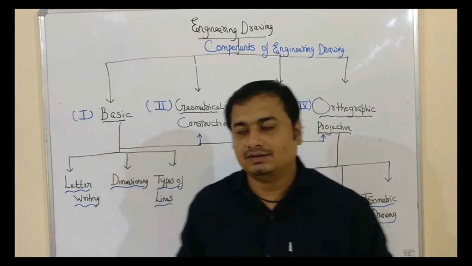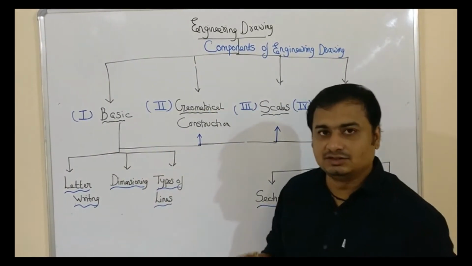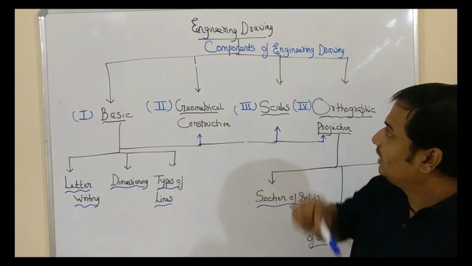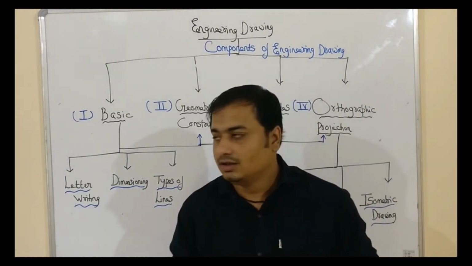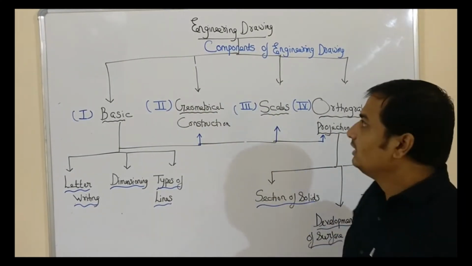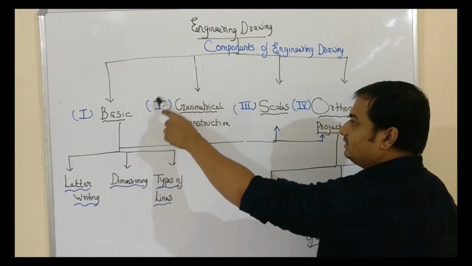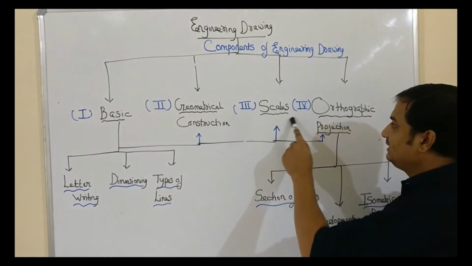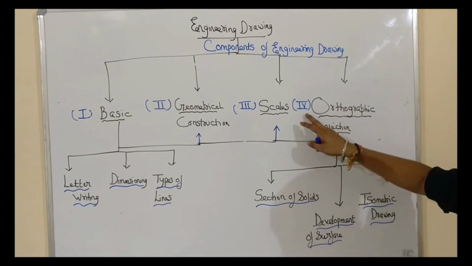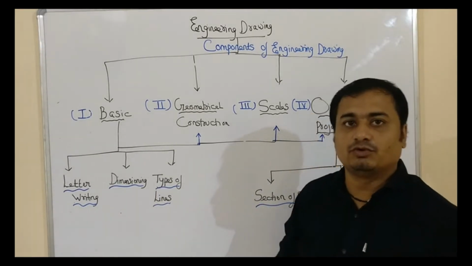Hello everyone, this is my first video of engineering drawing in which I will be explaining the subject, what is engineering drawing and what is the syllabus of engineering drawing. So the entire syllabus of engineering drawing has been divided into four components. The first component is the basics of engineering drawing, second component is the geometrical construction, third component is scale, and the fourth component is orthographic projection.